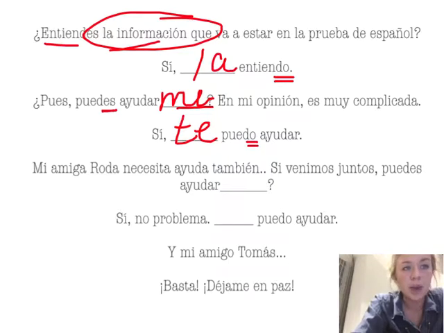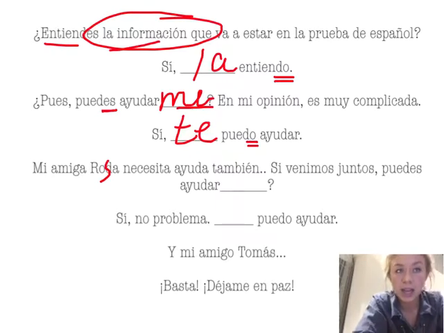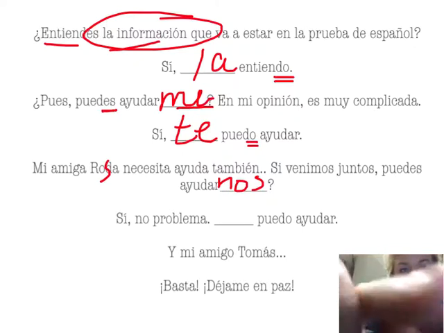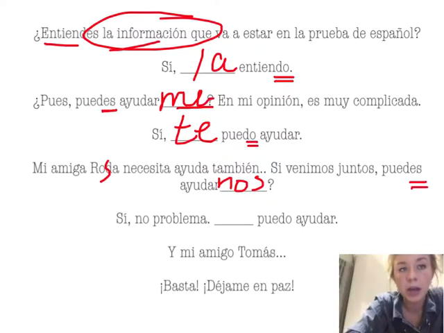Mi amiga, that's supposed to be Rosa. Mi amiga Rosa necesita ayuda también. Si venimos juntos, if we come together, puedes ayudar blank. If we come together, can you help? So now we're looking at, okay, it's this first person and Rosa, so there's two of them. So if we come together, can you help us? Once again, notice the verb is conjugated for can you help? And then the direct object pronoun is the people receiving the action.